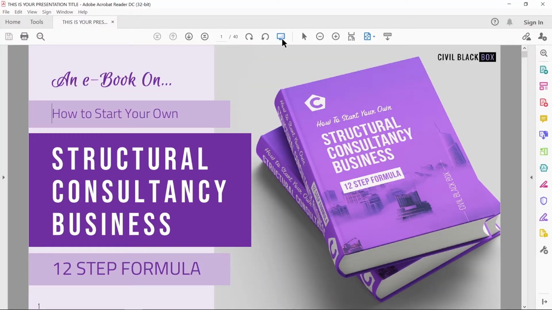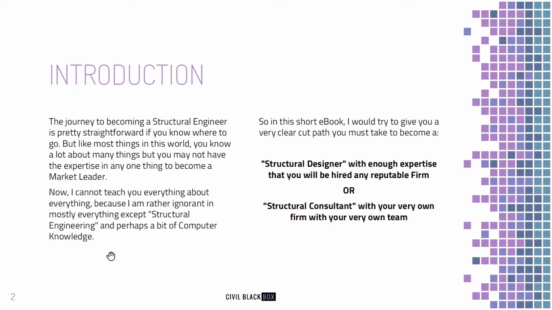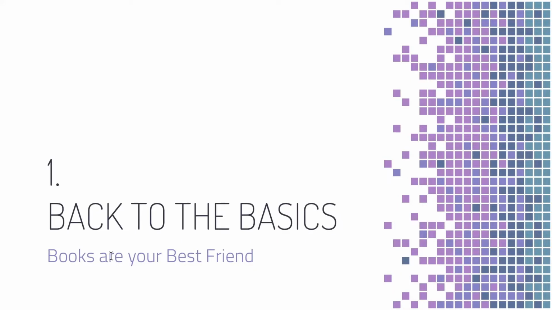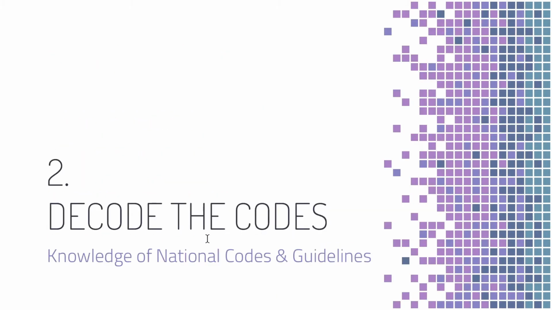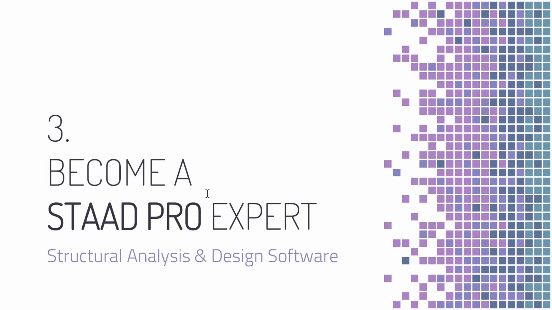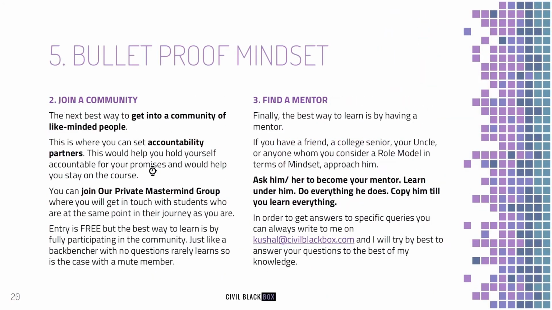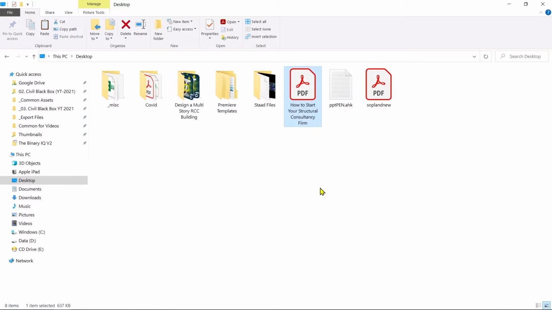This is the ebook I'm using as a lead magnet for my Civil Black Box course and brand. I'll put it in preview mode so you can see what this ebook is all about. This is a 40-page ebook which consists of everything about introduction plus how to become a good structural designer. I give a lot of resources right here, so you can just click a link and get to the resources as well. There are resources for downloading codes, a lot of inputs and a lot of links to my other channel as well. So there is a lot of stuff right here. I'll quickly walk you through it, and this is what my ebook looks like.